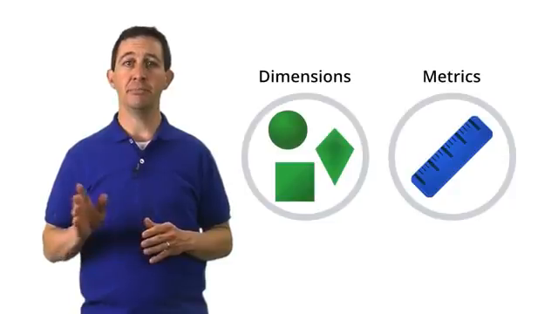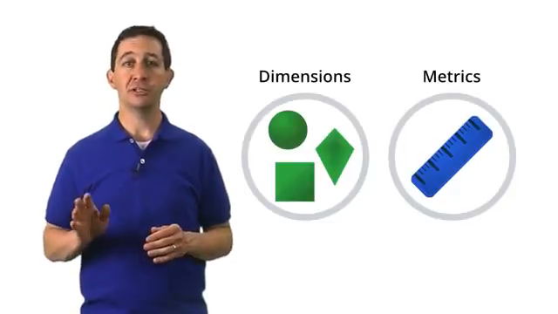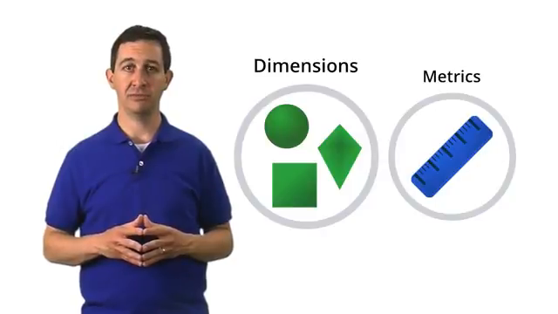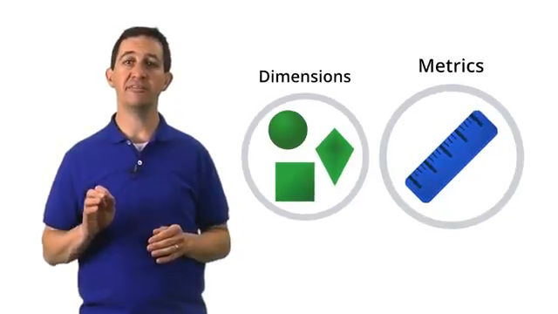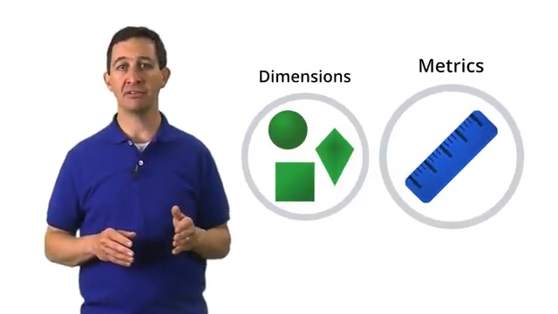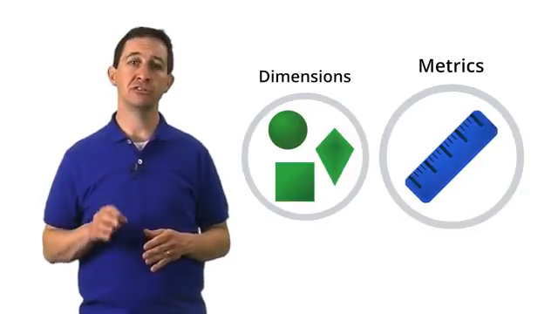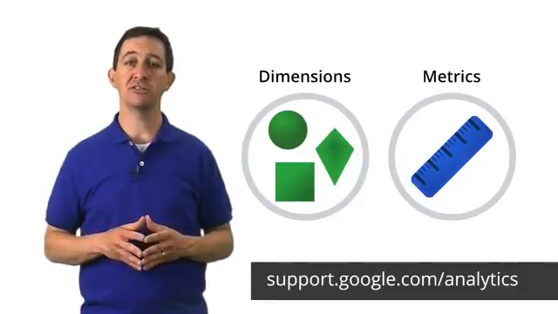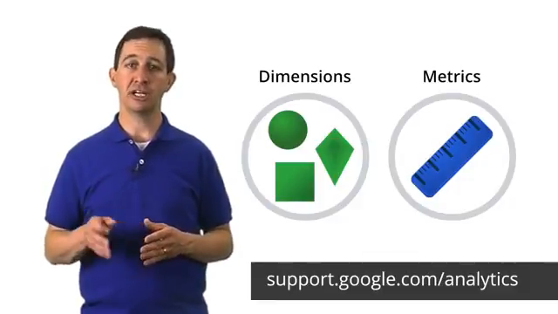Let's review what we've covered in this lesson. Google Analytics displays two types of data: metrics and dimensions. Dimensions are characteristics of your users and their sessions. Metrics are the quantitative measurements, sums, averages, and ratios that describe user behavior. For a complete list of the metrics and dimensions available in Google Analytics, check out the Help Center.